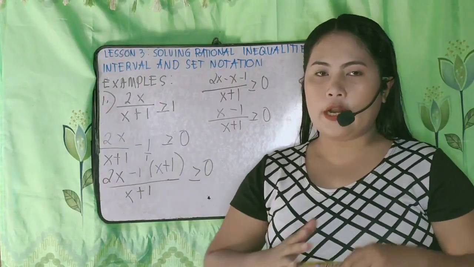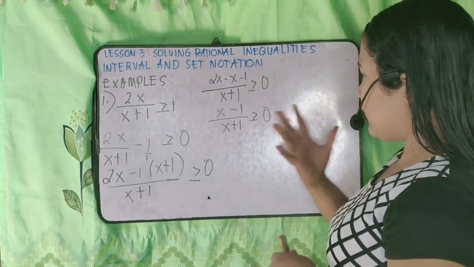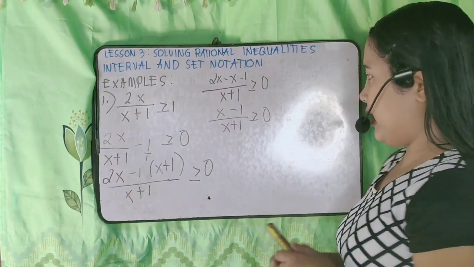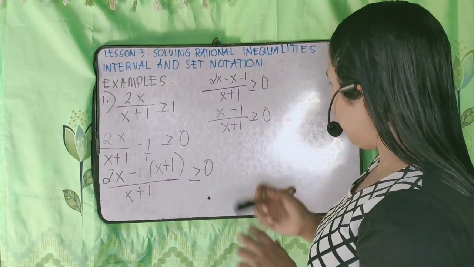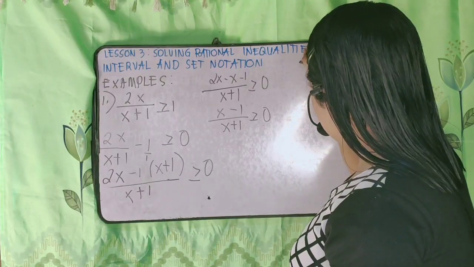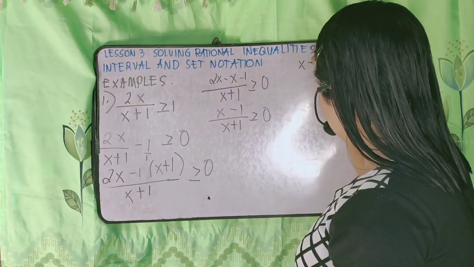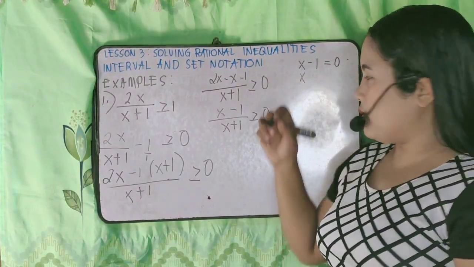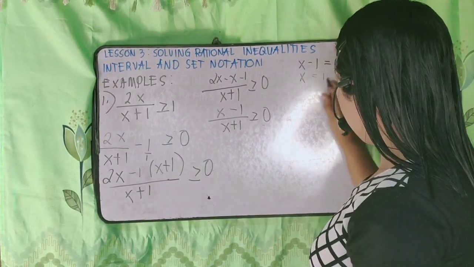So, step number 4, factor. So, ano ba dito yung i-factor natin? I-factor po natin dito is yung both numerator and then denominator. So, sa numerator natin, we have x. So, equate lang natin siya into 0. So, x minus 1 equals 0. So, x. So, transpose negative 1. So, nagiging positive 1. So, ito po yung isang x natin.